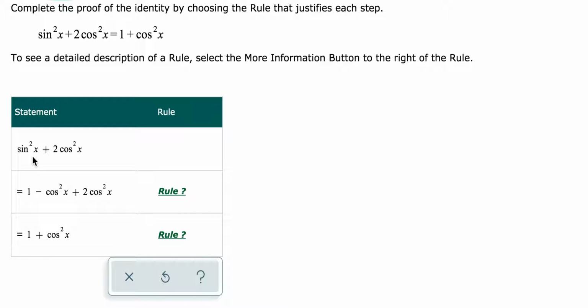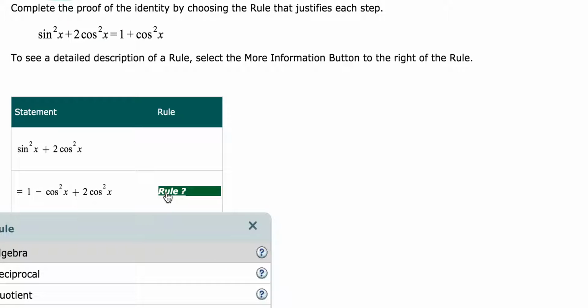Here we've got sine squared x plus 2 cosine squared x. The first thing they did was keep 2 cosine squared x in the next line, but sine squared has been transformed to 1 minus cosine squared x. That's using the Pythagorean identities.